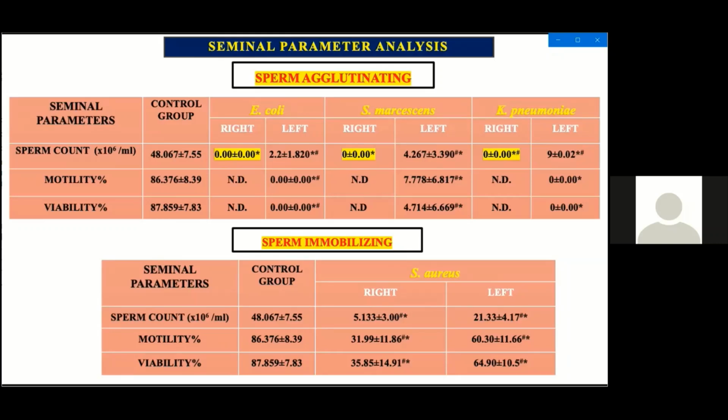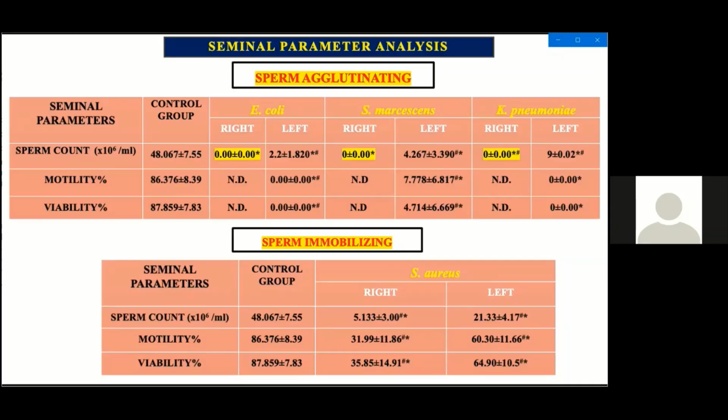Whereas in case of the left hand side, all these sperms were non-motile in E. coli, although there was a count, they were all non-motile. In case of Serratia marcescens, 7.7% of sperms were motile, whereas in case of Klebsiella pneumoniae, again all the sperms were non-motile.